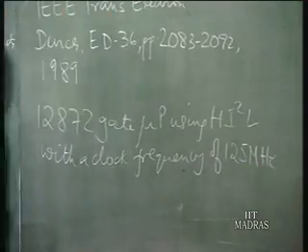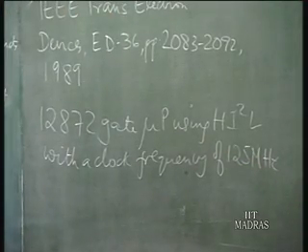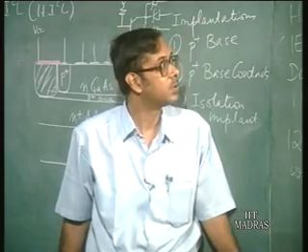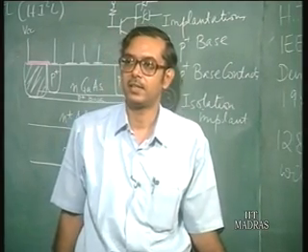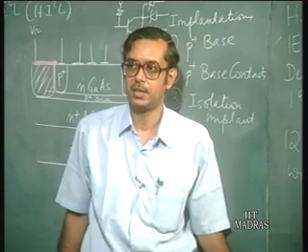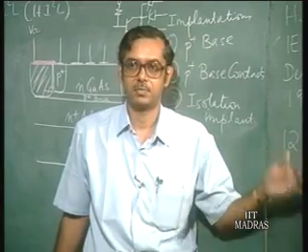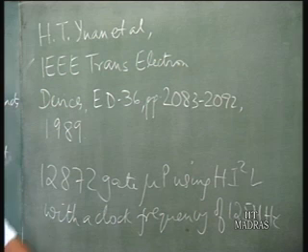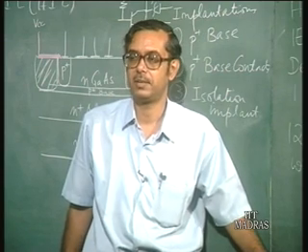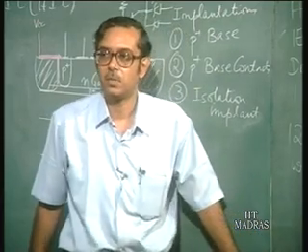Now, 125 megahertz may not sound very high, but you must remember that this was in 1989, when you did not even have the 486. At that time, 125 megahertz was a very high clock frequency for a CPU. I think the 386 and others used to operate below 50 megahertz.